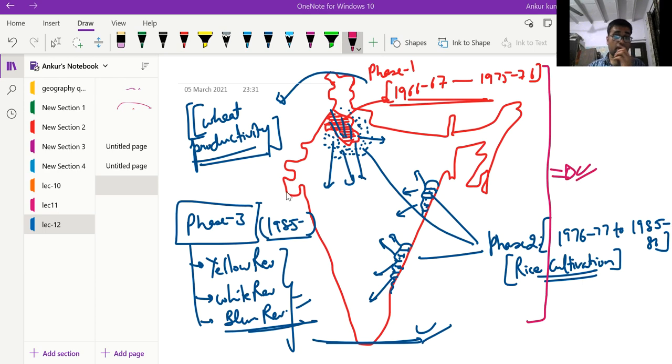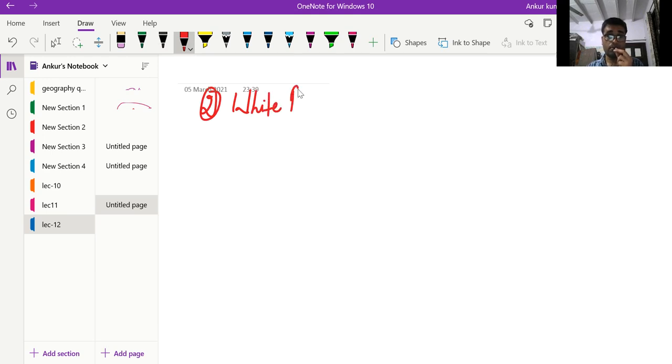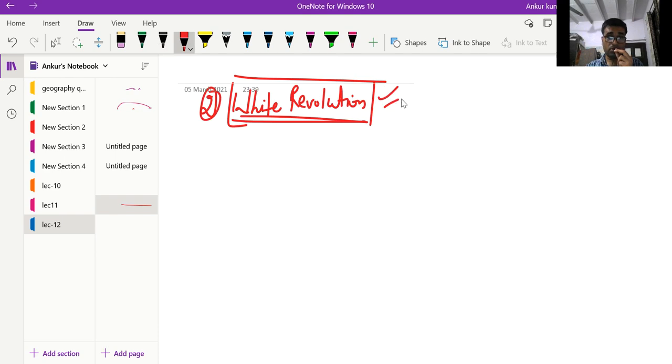So let us discuss the second program. The second program, a productivity enhancement program, is the white revolution. Before discussing the white revolution, let us discuss some facts about the livestock of India.